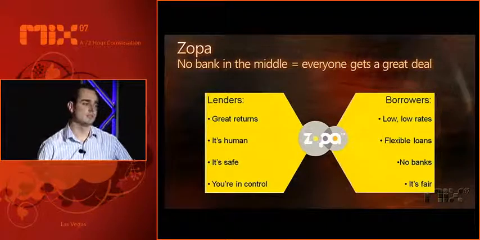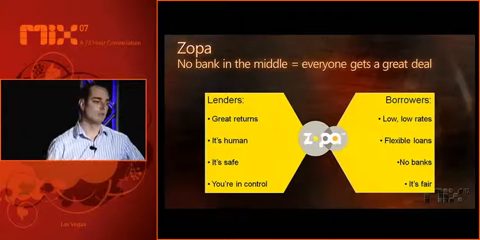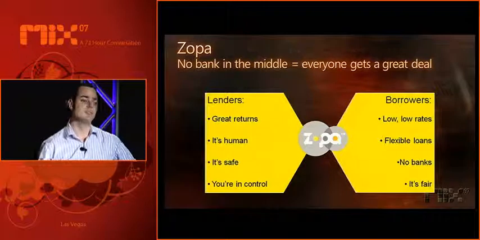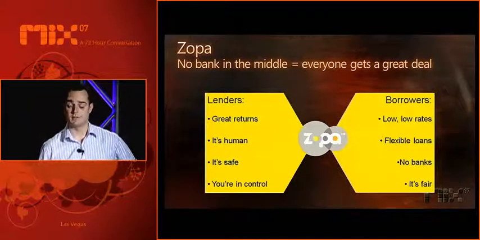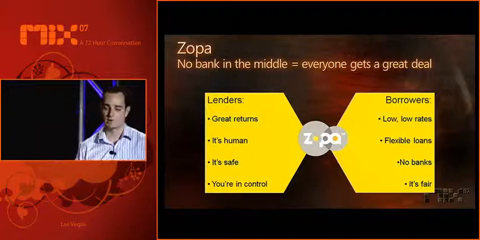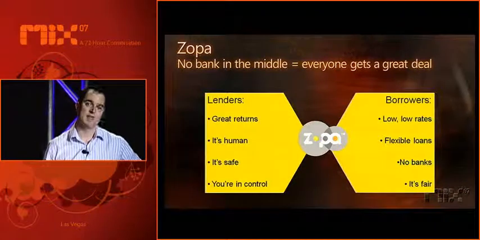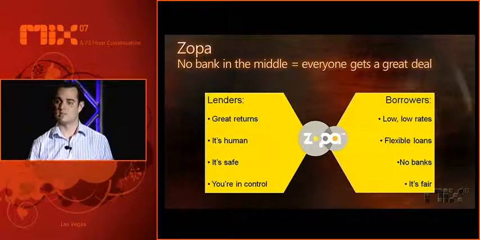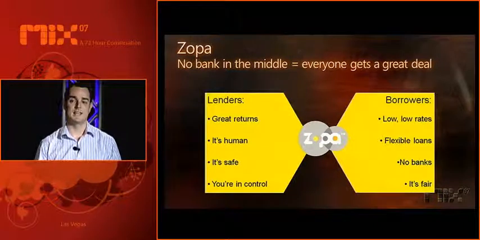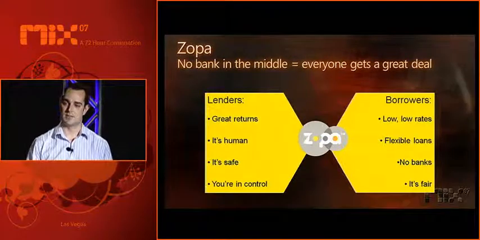It's safe, so since we launched, we've had default rates of about 0.05%, so all of our fraud controls and our credit controls are working incredibly well. And you're in control as a lender, so you choose who you lend to and at what rate you lend at. Now, borrowers get a great rate, so they can borrow more cheaply from Zopa than they can borrowing from a bank. They're very flexible loans, they can repay when they want with no charge. Again, there's no bank, so they know they're paying their interest back to another person just like them rather than to a bank's shareholders. And it's very fair, so we try to take into account additional things in a borrower's profile when we're credit assessing them that a bank wouldn't.